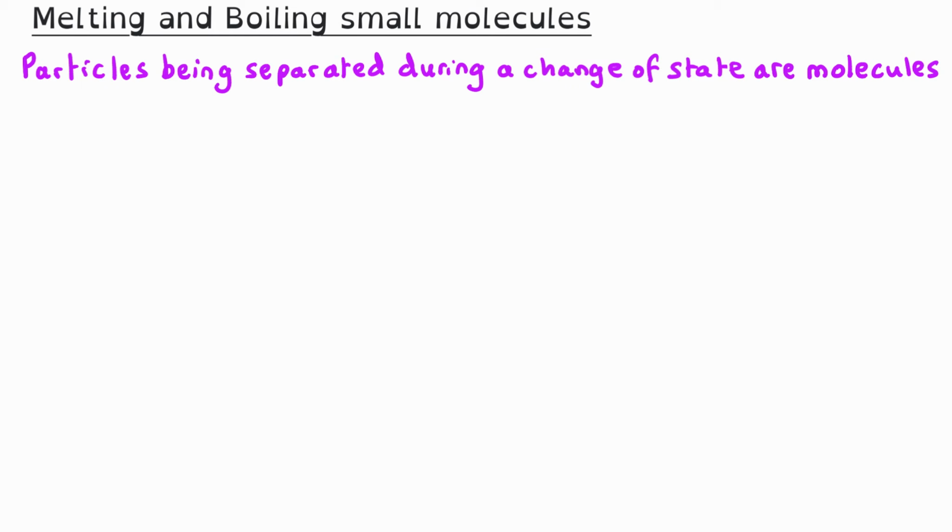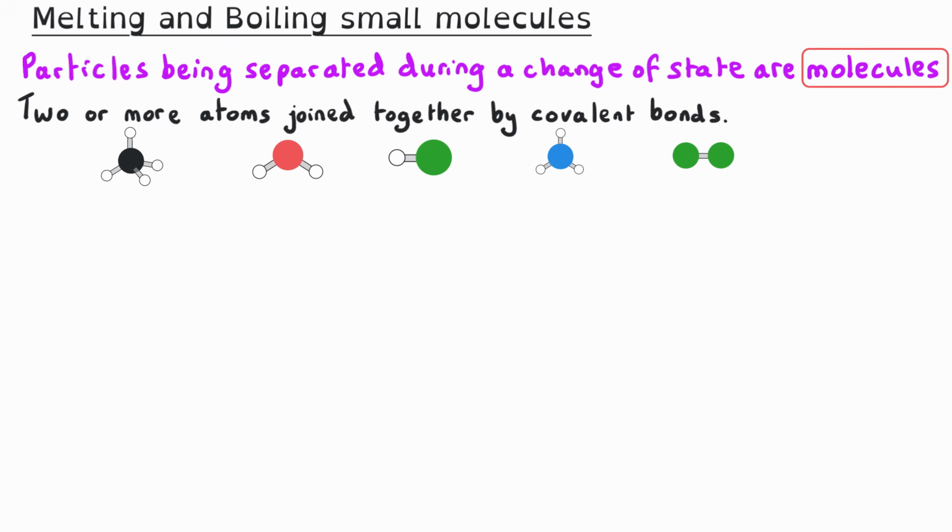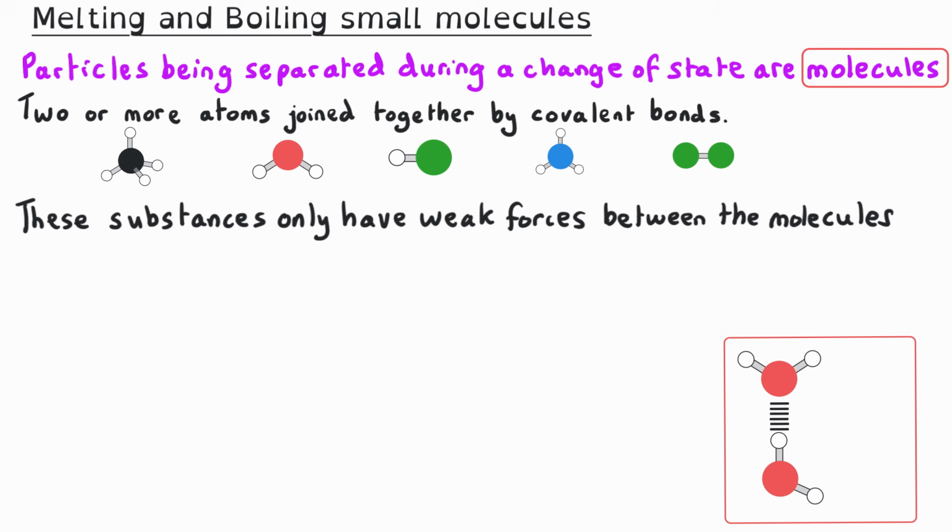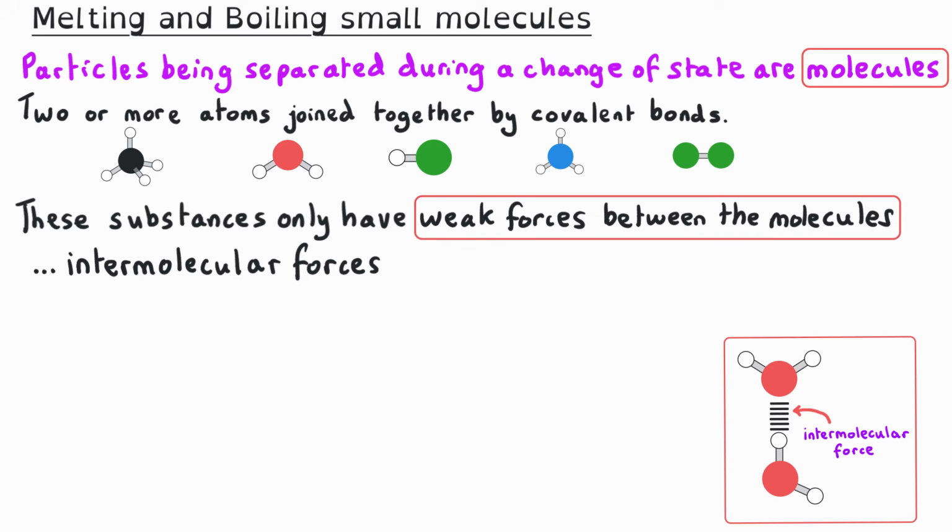When melting and boiling substances made up of small molecules, the particles being separated during the change of state are the molecules. And a molecule is 2 or more atoms chemically joined together by sharing pairs of electrons to form a covalent bond. I'm showing 5 examples of molecules that could make up a particular substance. These types of substance only have weak forces between their molecules, known as intermolecular forces, where inter means between, and so between molecule forces is the literal meaning of their name.